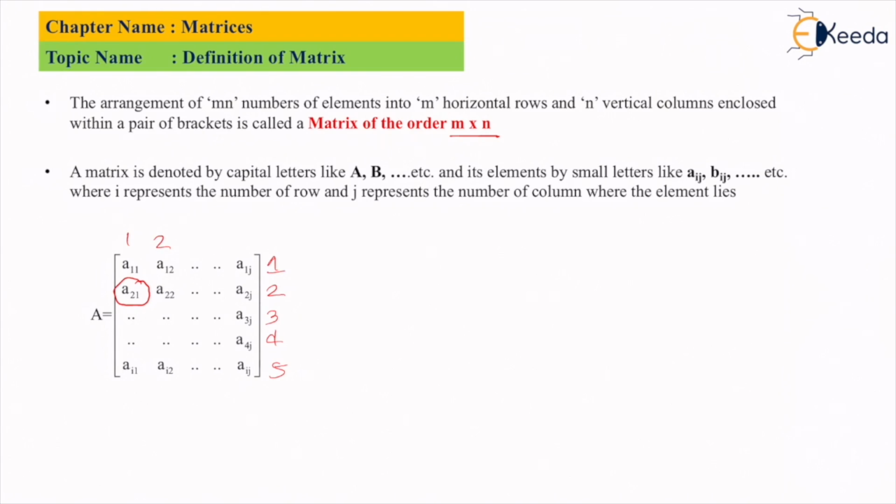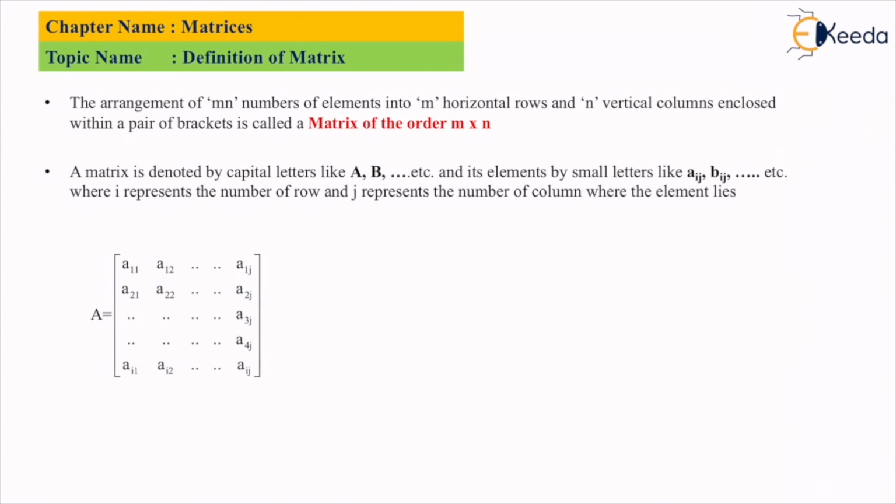Now if I consider the position of a21, it is the second row and the first column. That is why you can see the name is given as a21. So in a21, this 2 denotes the row number and 1 denotes the column number. Now here you can see that we have aij. It means i is the row number and j is the column number. So similarly, we denote the different matrices.